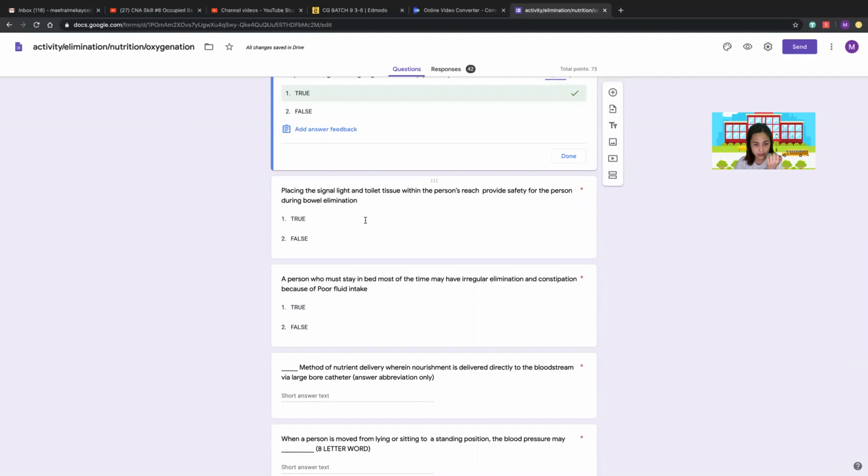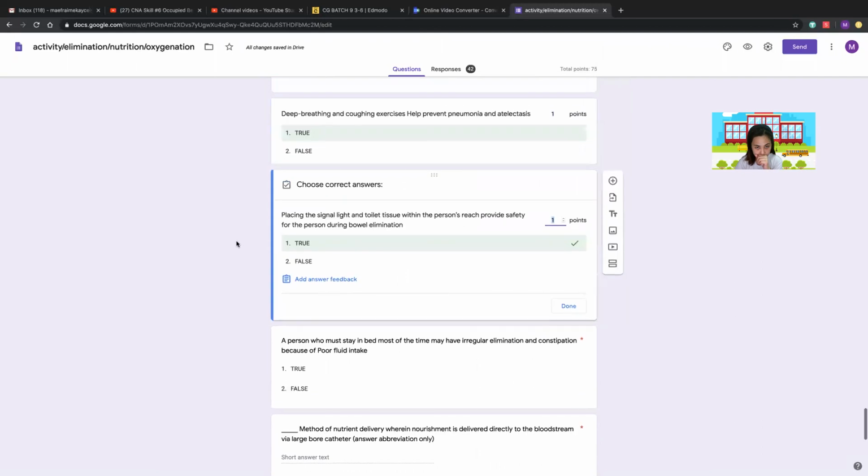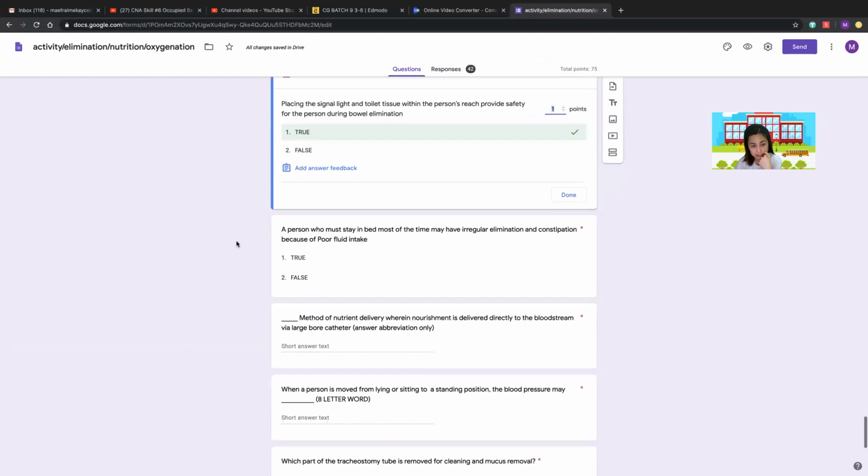Placing a signal light and toilet tissue within the person's reach provides safety for the person during bowel elimination. It's true. If you bring the patient using a bedside commode or wheelchair commode to the washroom, make sure that you instruct him to call using the signal light. So if he has already finished, he can reach you by the signal light.